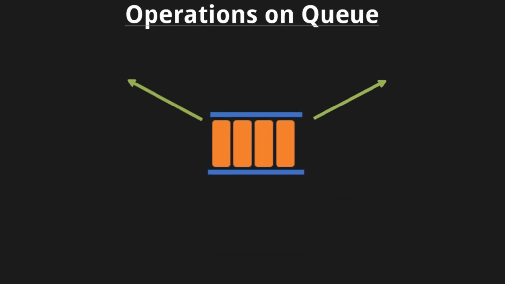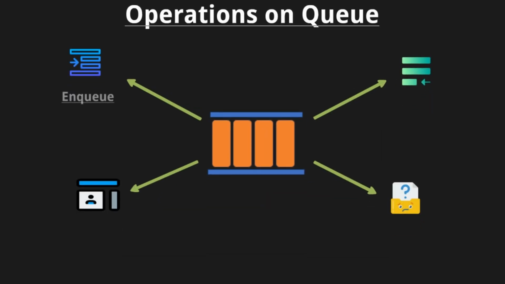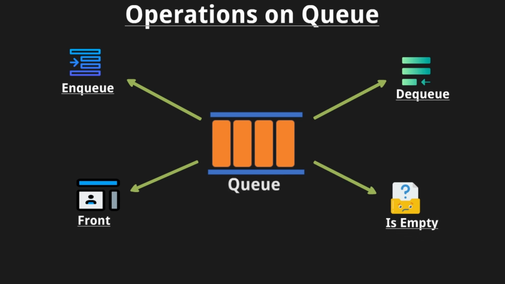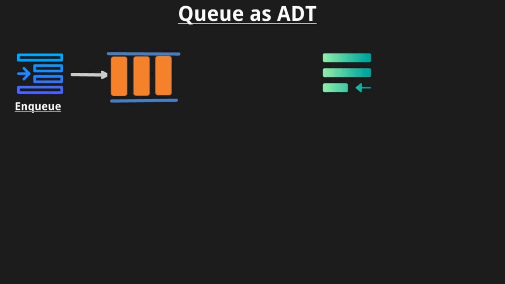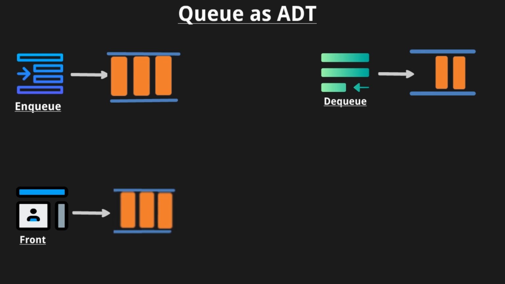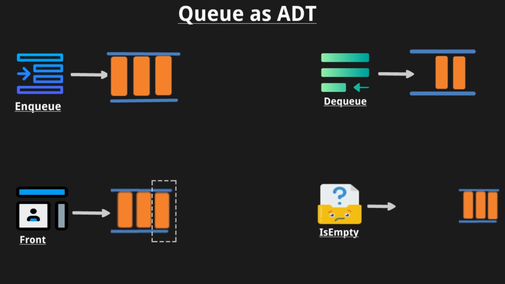Besides Enqueue and Dequeue, there are two more key operations in a queue: Front and IsEmpty. Let's explore the operations of a queue. Enqueue adds an element. Dequeue removes the front element. Front views the front element without removing it, and IsEmpty checks if the queue is empty.